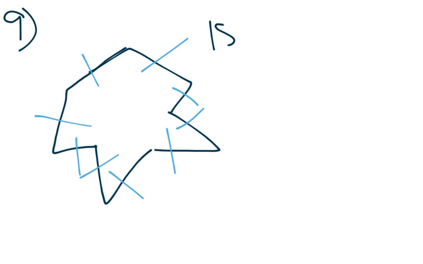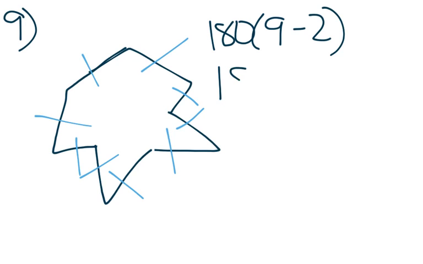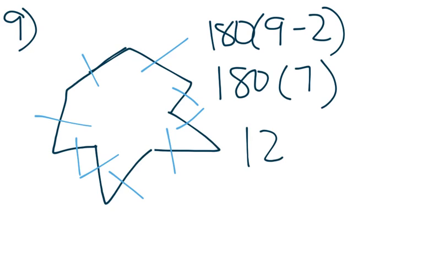For number 9, we have this shape. I know it doesn't look exactly like the one in your worksheet, but I never said I'm an artist. So let's count. 1, 2, 3, 4, 5, 6, 7, 8, 9 sides. So we are going to do 180 times 9 minus 2, so that is 180 times 7, and 180 times 7 is 1260. So this is our answer for number 9.